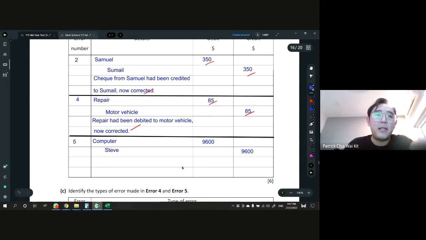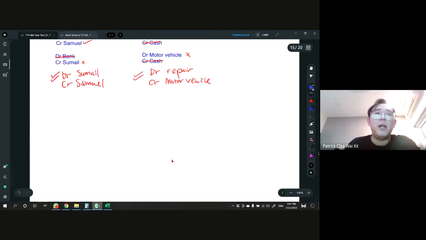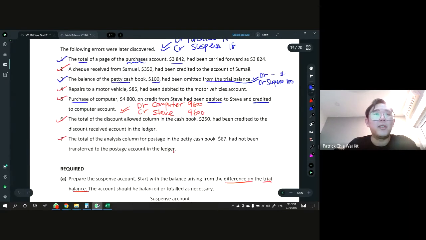Right? And the narrative, how to write a narrative, this one. Very long. I probably won't choose this. But yeah. Okay, so you have to really write like purchase a computer on credit have been debited to Steve and credited to computer account, now corrected. Like literally just copy the whole thing.